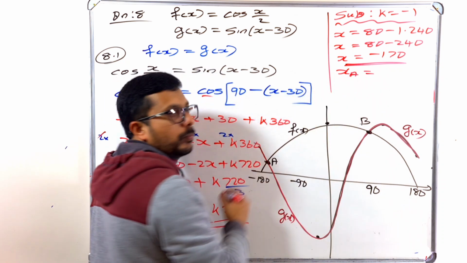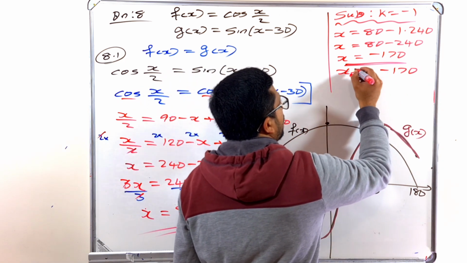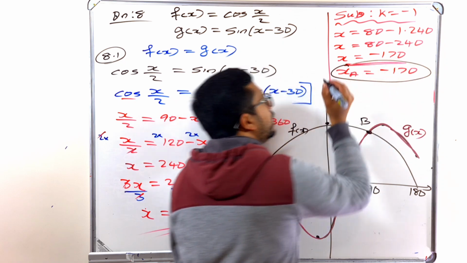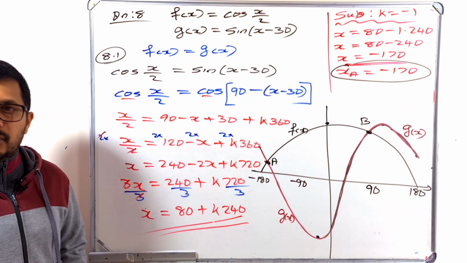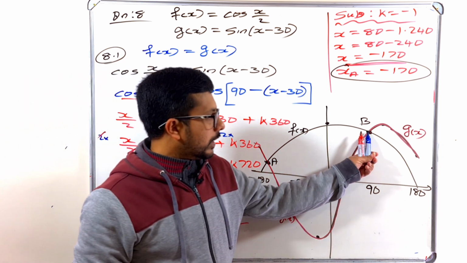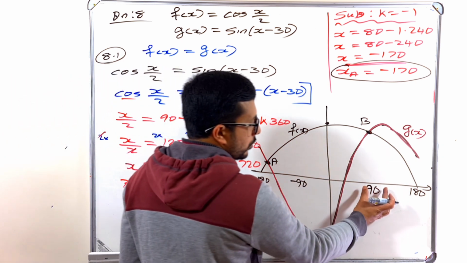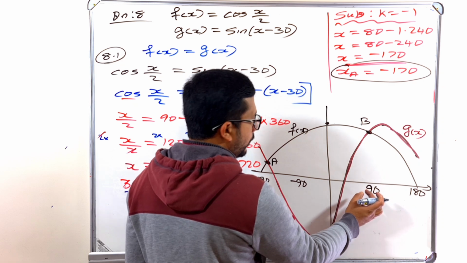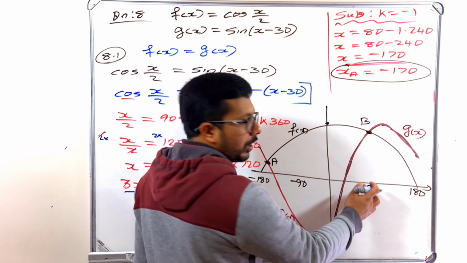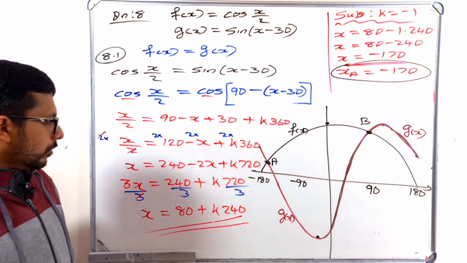X value of the point A is minus 170. So we got one solution there. Okay, x value of A is minus 170. Now we have to find what is the x value of this point B. Somewhere next to 90, maybe it is 80 or 85 or 89, anyway we have to find that one. So it's very simple.